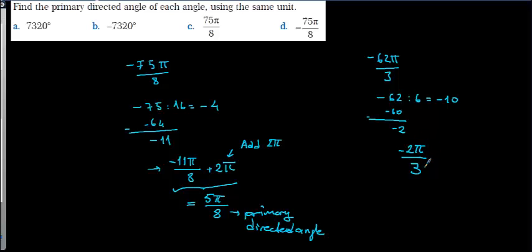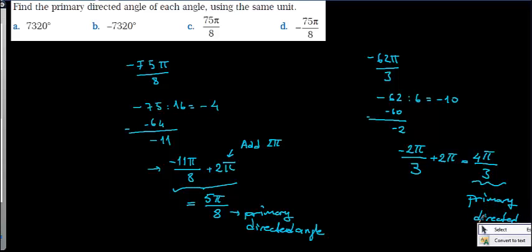Here it's minus 2 pi over 3 for the negative one. But a negative angle cannot be the primary directed angle. We are going to add 2 pi again to this one. 2 times 3 is equal to 6, plus 6 minus 2 is equal to 4 pi over 3. This is the primary directed angle.